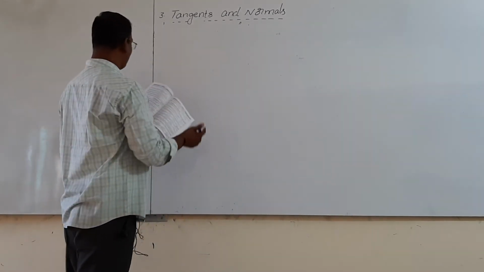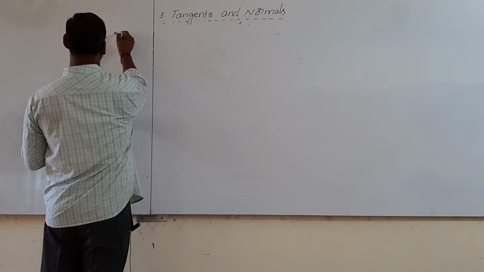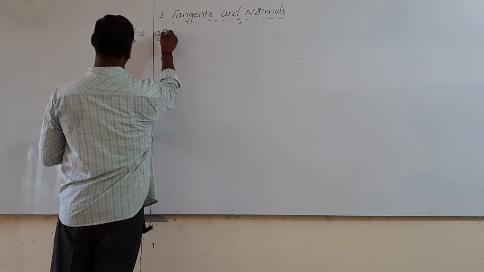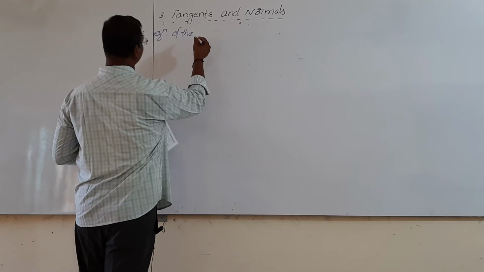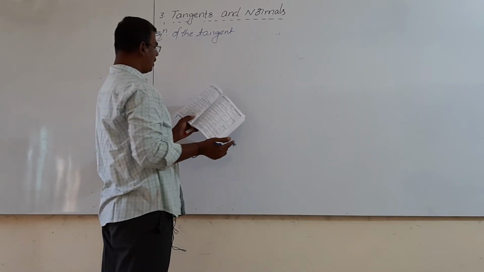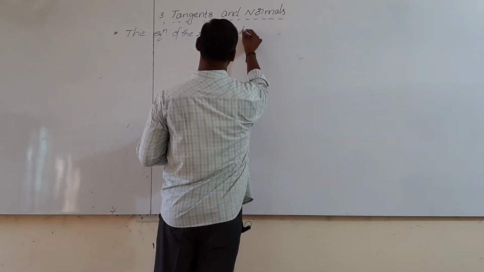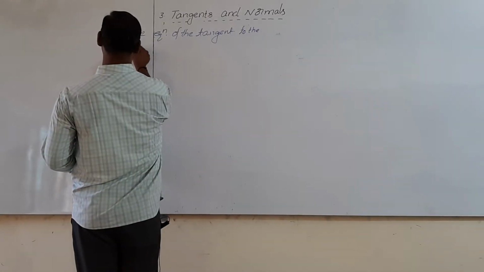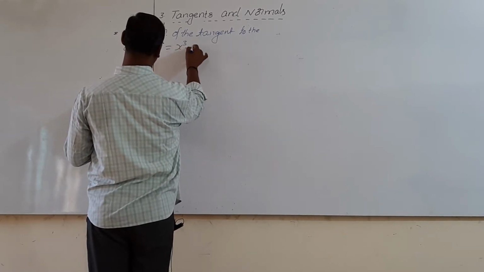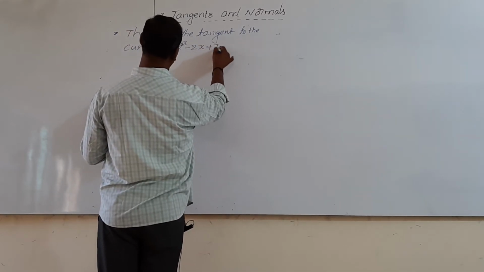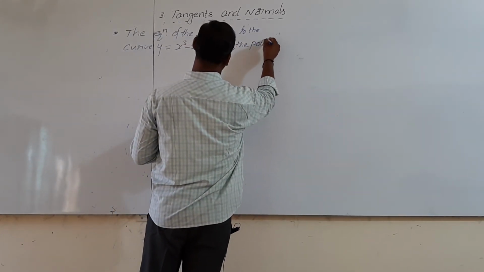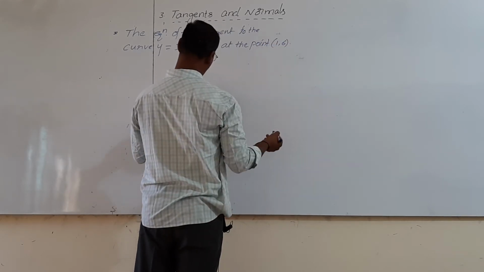So the equation of the tangent question is: the equation of the tangent to the curve y is equal to x raised to 3 minus 2x plus 7 at the point (1, 6) is.